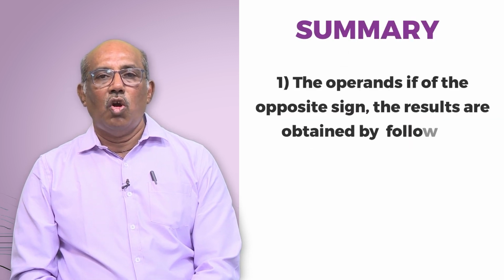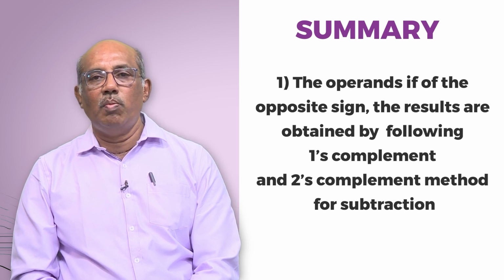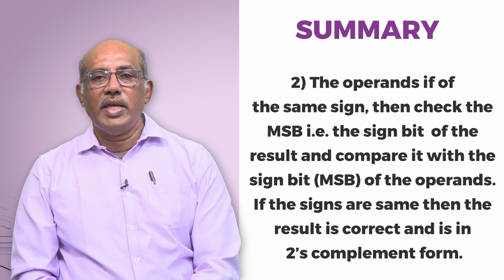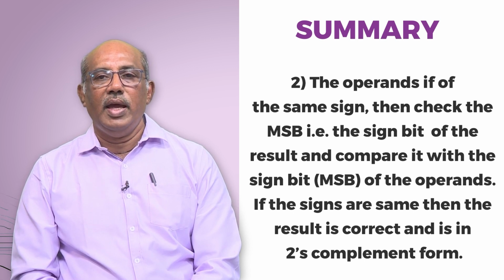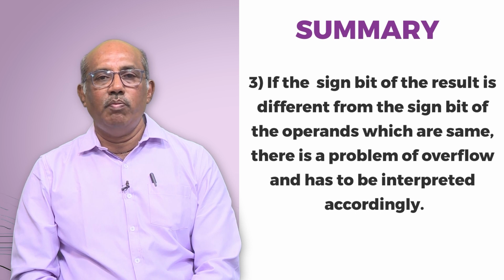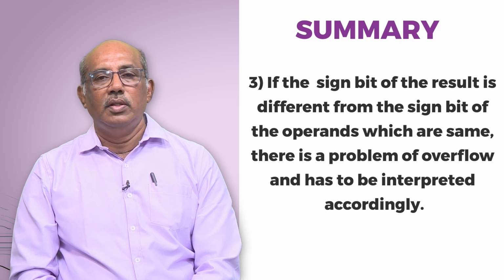To sum it up, if the operands are of opposite sign, the results are obtained by following either 1's complement or 2's complement for subtraction. The second conclusion is that if the operands are of the same sign, then check the most significant bit, that is the sign bit of the result, and compare it with the sign bit of the operands. If the signs are the same, then the result is correct and is in 2's complement form. If the sign bit of the result is different from the sign bit of the operands which are the same, there is a problem of overflow and the result has to be interpreted accordingly.